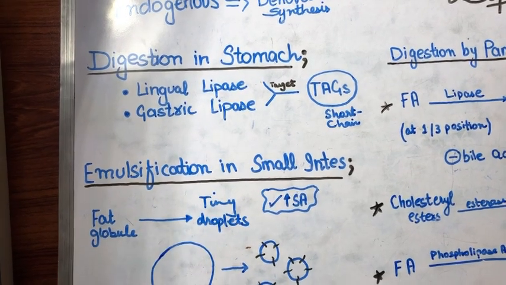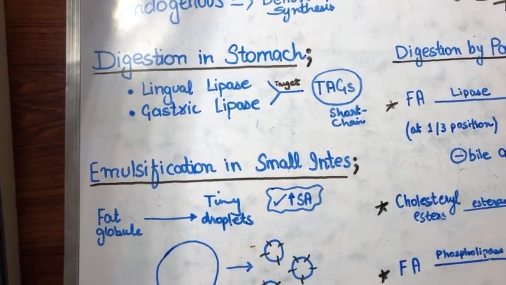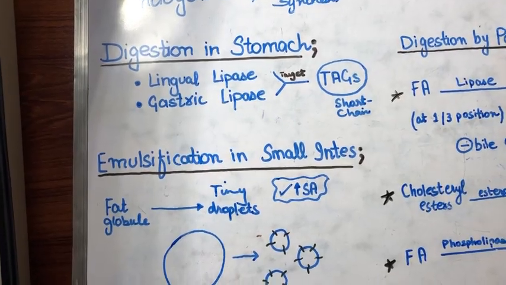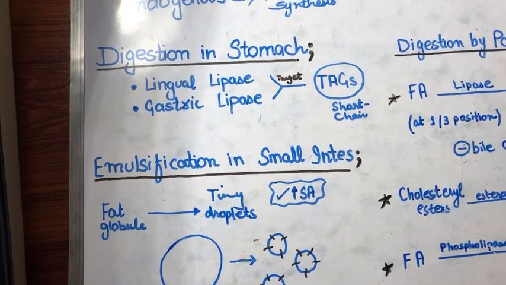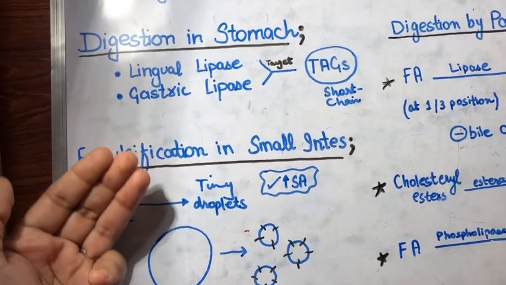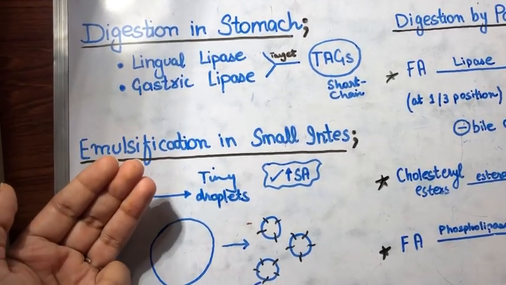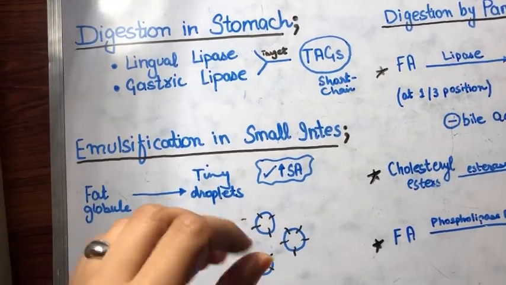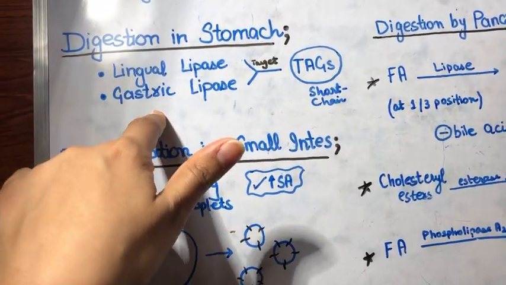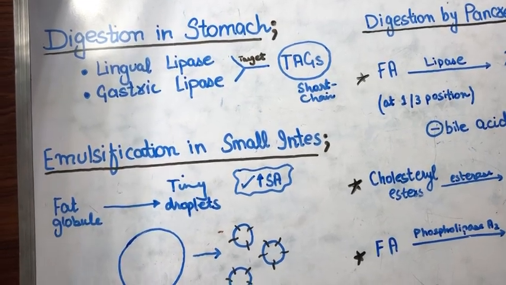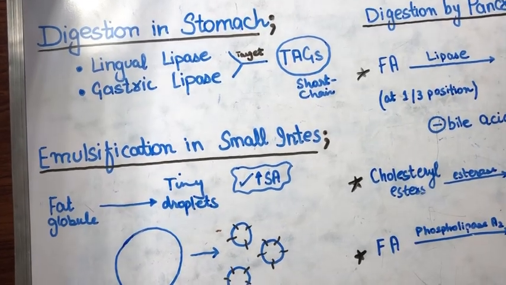First, we will have the digestion in the stomach. There are two enzymes, lingual lipase and gastric lipase, which target the short-chain triacylglycerols. These enzymes are acid stable, meaning their pH is stable at 4 to 6. These enzymes hydrolyze the milk fats in neonates, and also in individuals with pancreatic insufficiency.